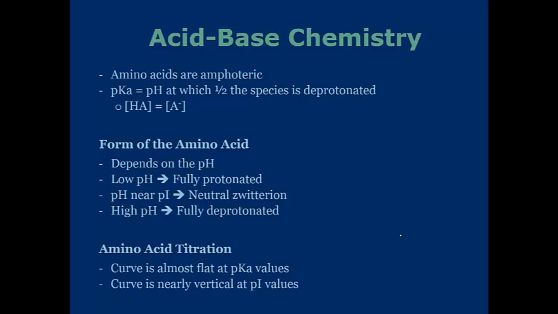Remember that pKa is noted as the pH at which half the species is deprotonated, and the concentration equivalent is listed below. The form of the amino acid is going to depend on the pH. When the pH is low, it's going to be fully protonated, which makes sense because at low pHs, there's a lot of H+ floating around. If the pH is near the pI, that means that it's going to be a neutral zwitterion, and at high pH, it's going to be fully deprotonated, which would make sense if there's lots of hydroxide floating around.